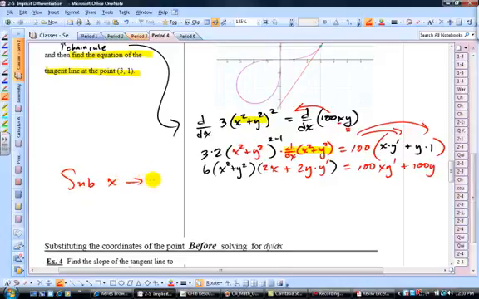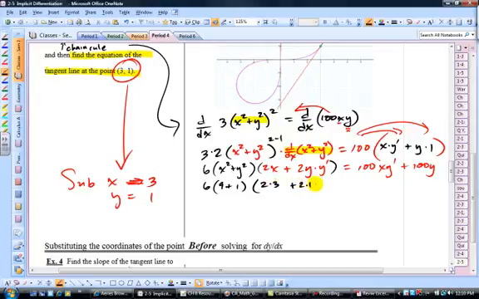Substitute 3 in for x, or x equals 3, and then y equals 1. That's this point right here, guys. Into the equation, and go for it. So let's try it. We got 6 times 3 squared, which is 9, times 1 squared, which is 1. Then you got 2 times 3 is 6, plus 2 times 1 times y prime is equal to 100 times 3 times y prime plus 100. There we go. We just got to simplify that and isolate y prime and we get our slope.